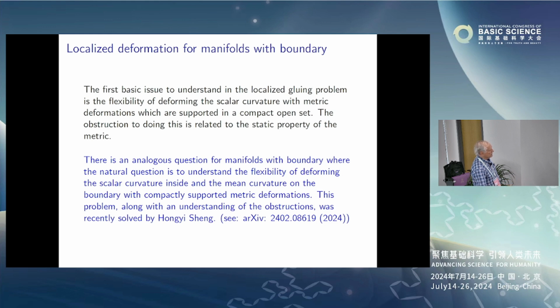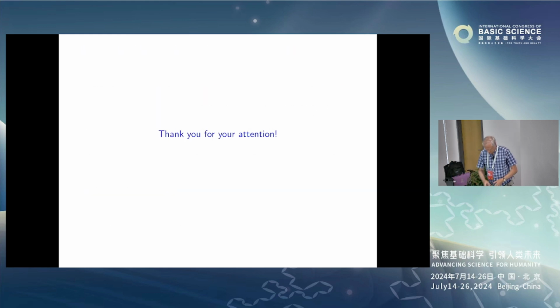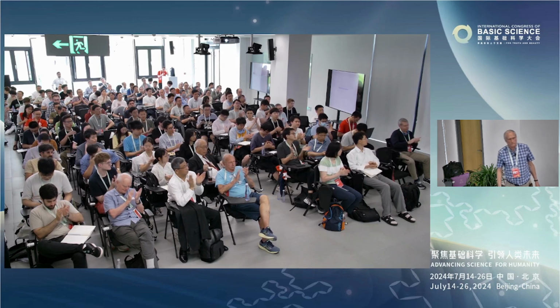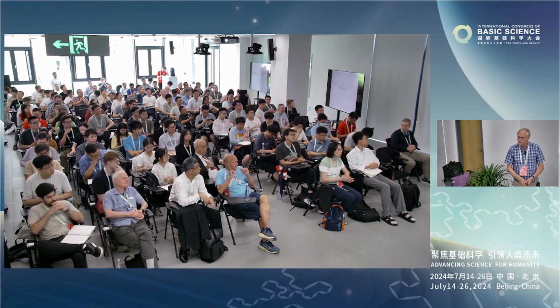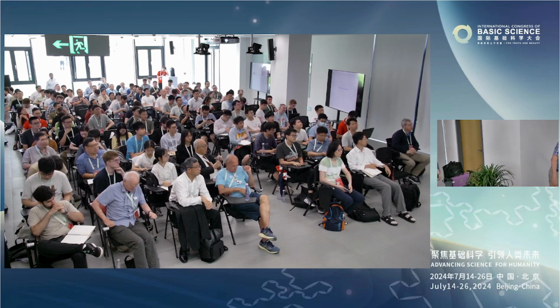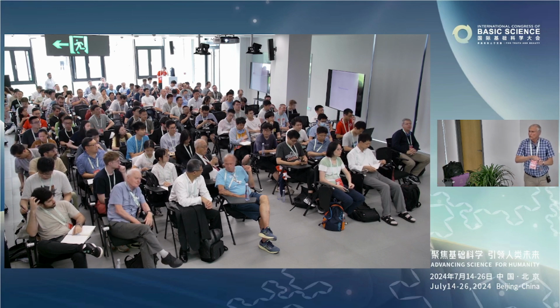And my student, Hongyi Sheng, successfully solved that problem in the case of the scalar curvature and the mean curvature, in a paper that was posted recently, earlier this year. And so I think that's also a natural sort of local gluing problem to consider. So I just wanted to mention that, and that's the end. Are there any questions?